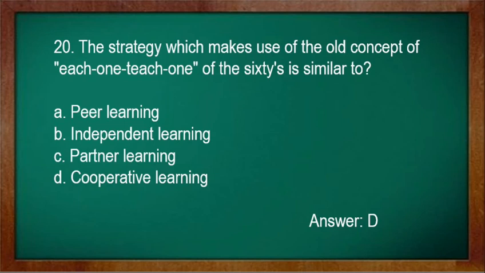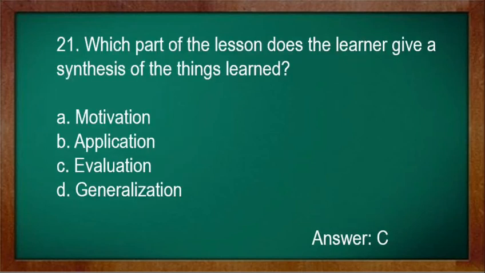Number 20. The strategy which makes use of the old concept of each one teach one of the 60s is similar to A. Peer learning. B. Independent learning. C. Partner learning. D. Cooperative learning. Answer, D. Number 21. Which part of the lesson does the learner give a synthesis of the things learned? A. Motivation. B. Application. C. Evaluation. D. Generalization. Answer, C.